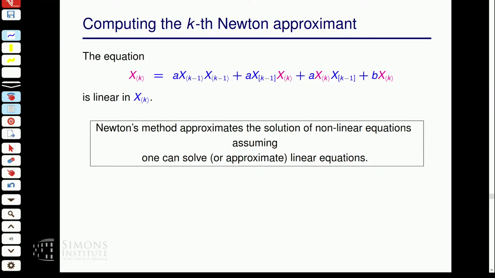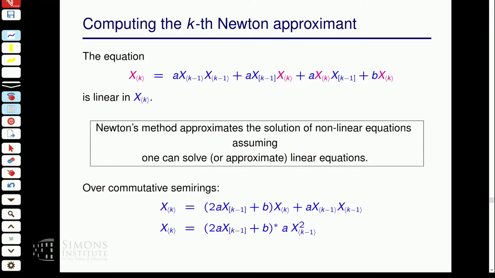Good. So, for example, take now our example and let's consider this equation. And now imagine that the semi-ring is commutative. If the semi-ring is commutative, then you can reverse the order here. And then what you have is that x with bracket k is equal to this linear equation. Notice that we assume now that we have recursively computed this term and this term. And now what we have is a linear equation on xk, and then you can apply Arden's lemma. So in this way you obtain the solution for xk here.